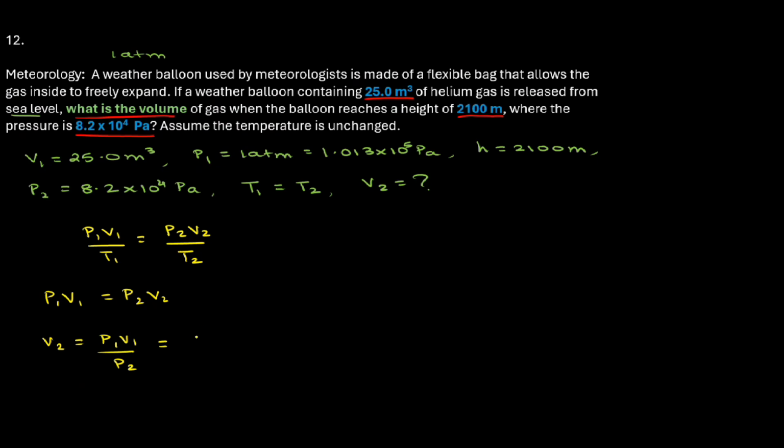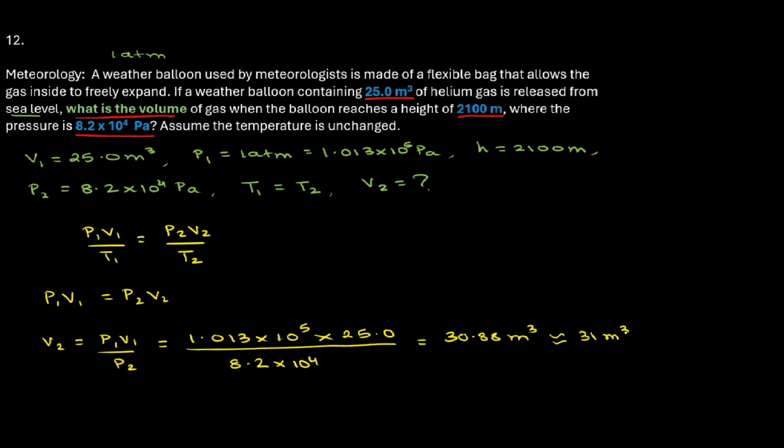Now substitute. Pressure 1 is 1.013 times 10 to the power 5. Volume 1 is 25 meter cube. Divide by pressure 2, which is 8.2 times 10 to the power 4 Pascals. And when you solve this, you get the volume of the gas at a height of 2100 meter to be equal to 30.88 meter cube, which you can round off to 31 meter cube.